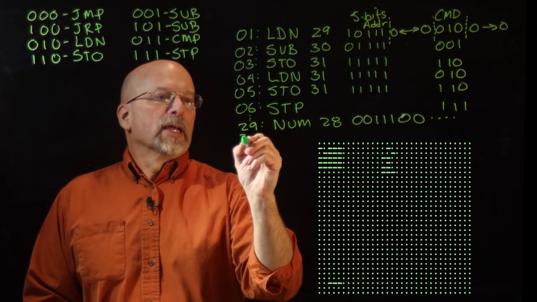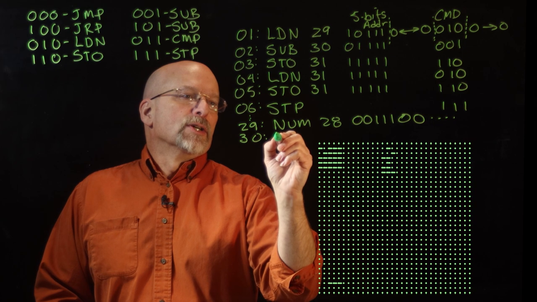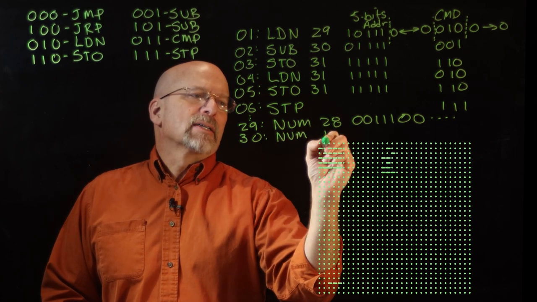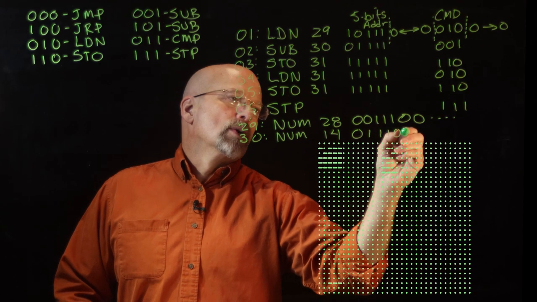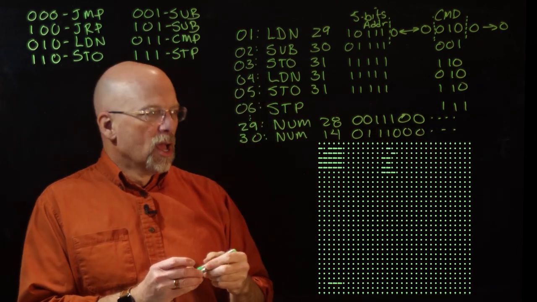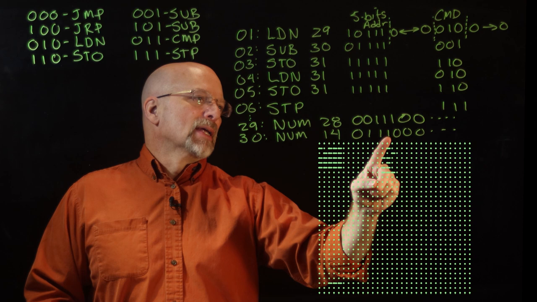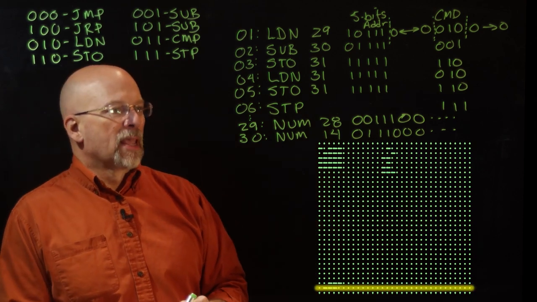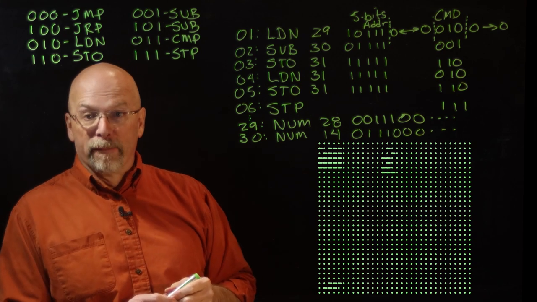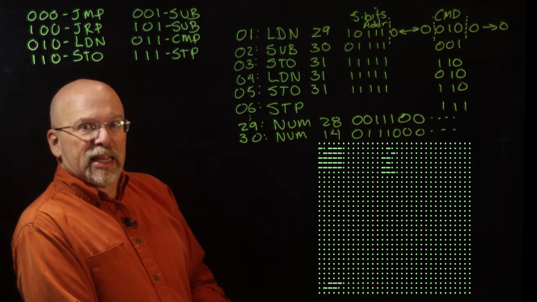In address 30, what we're going to do is put a num, how about 14? And that'll be 011100 and so forth. So we've got 8 plus 4 is 12 plus 2 is 14. And then in 31, we're just going to leave that guy blank until we run it.